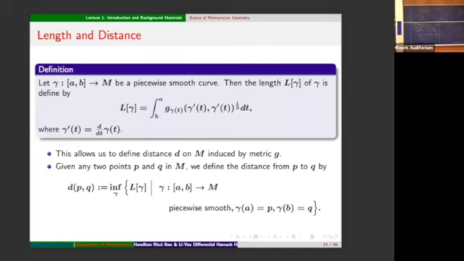The next thing we want to mention here is the tangent, the length and distance.